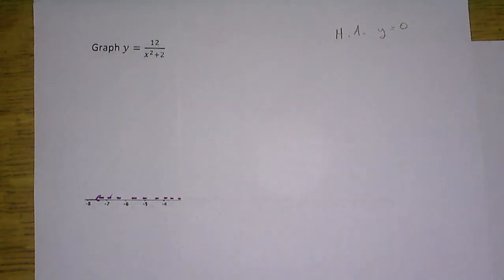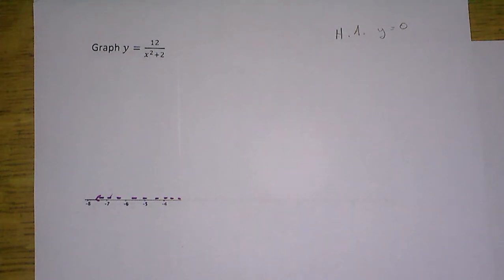So I'm going to take a look at what my horizontal asymptote is. Well, for my horizontal asymptote, I have to look towards the degrees. The degree of the numerator is 0. The degree of the denominator is 2. So this is case 1. Since the degree of the numerator is less, we have a horizontal asymptote of 0. y is equal to 0.